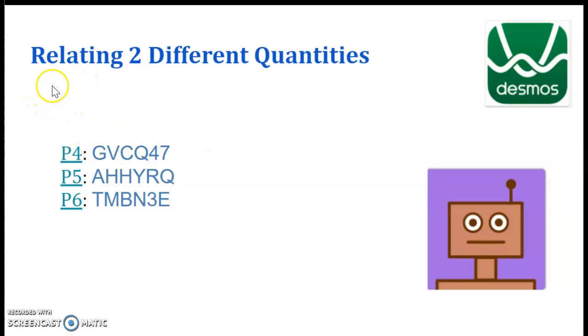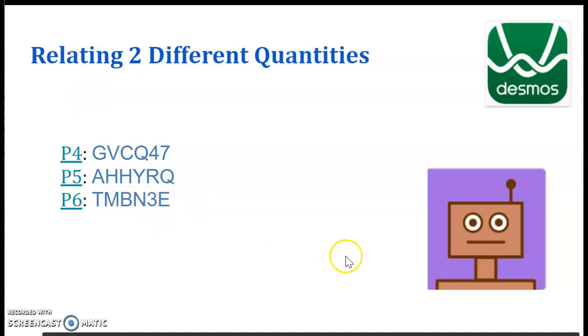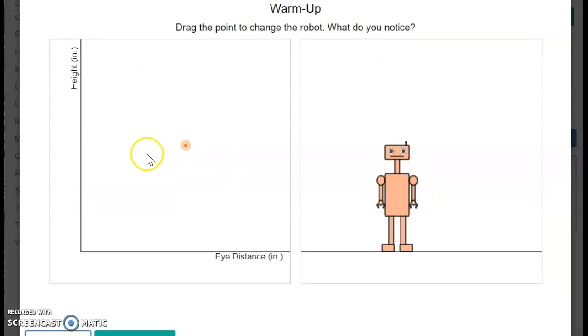This is a quick one relating two different quantities. This is looking at the graph to see the different data the different axes represent, so the x-axis and the y-axis. So let's do that quickly. This is the first card. The first card asks you to drag the point to change the robot.